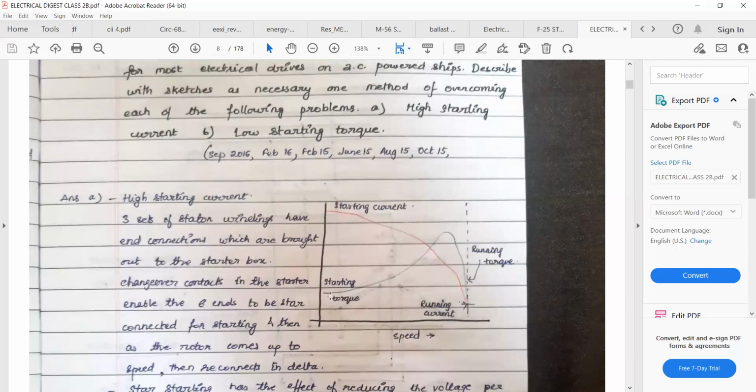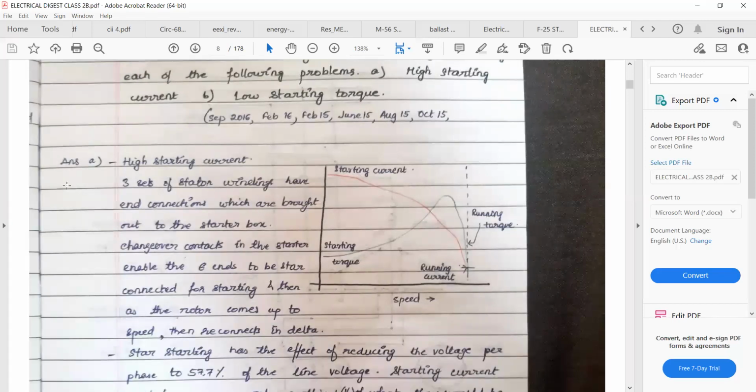So first of all, draw the graph between the speed, torque and current. In the first you can see the current is very high, and then slowly it is reducing. And the torque is increasing slowly. In the starting it is very low. So the first problem is high starting current. This one we are going to address.